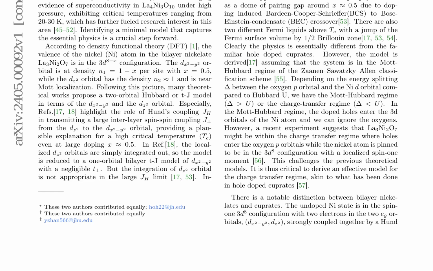A trilayer version of the type 2 t-J model is suggested as the minimal model for pressured La4Ni3O10, distinct from the models in the Mott-Hubbard regime.